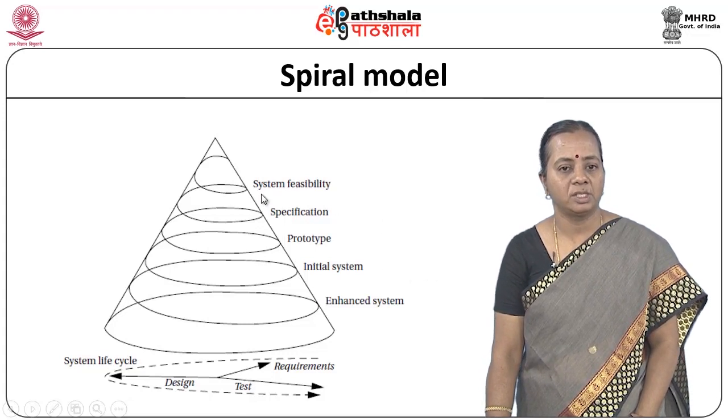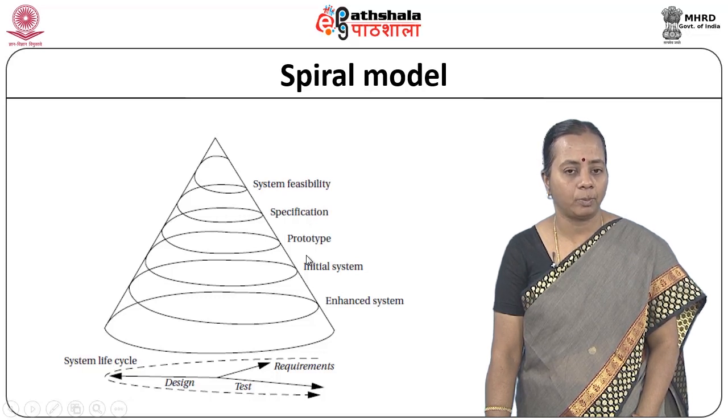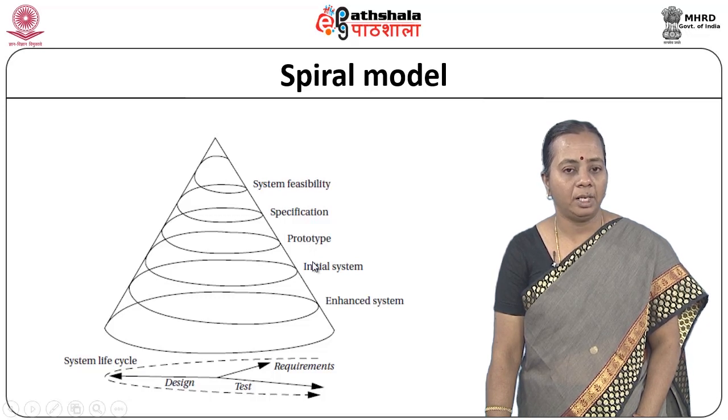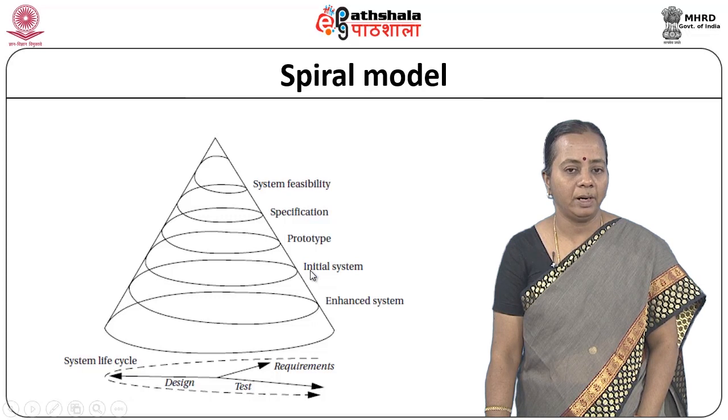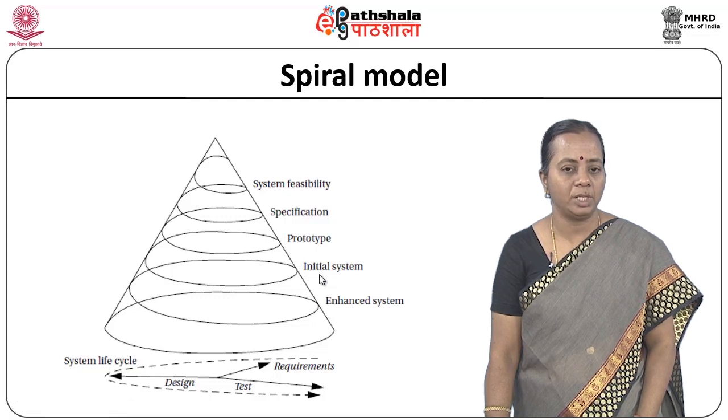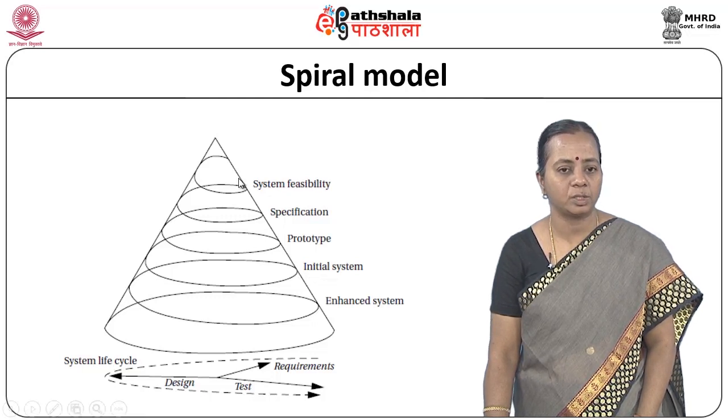So it starts with system feasibility. First they will look at the system feasibility, then they will go ahead with the specification, then they will go ahead with the prototype. A small model is first built, then an initial system is made. From there we will find out if there is any problem, and it is rectified again and again. So it goes in a spiral bound.